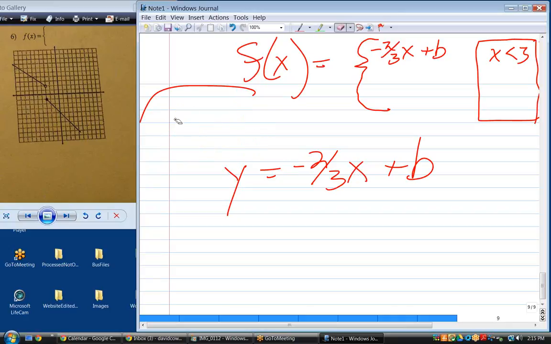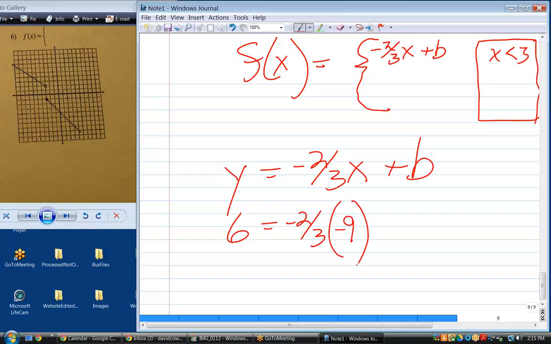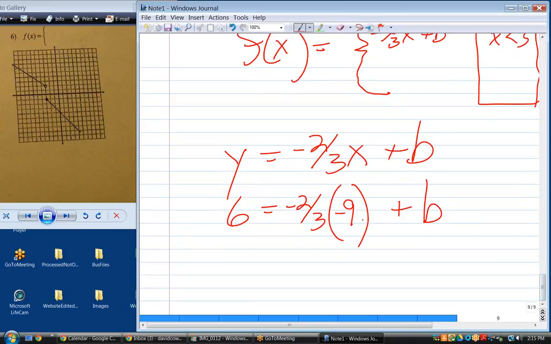And notice what happens. That allows me to solve for b. Okay, so I'm going to plug in 6 for y, minus 9 for x, and now let's solve for b. What is this equal to? What is minus 2/3 times minus 9? Would be 18/3? Correct. Positive 18/3, which reduces to?